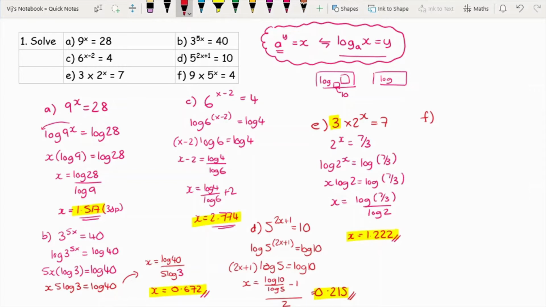So here again, very similar to E, we've got 9 times 5 to the power of x equals 4. So I need to get rid of this 9 first. So I've got 5 to the power of x equals 4 over 9. Take the log of both sides.